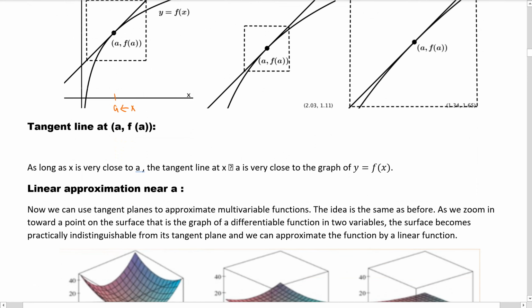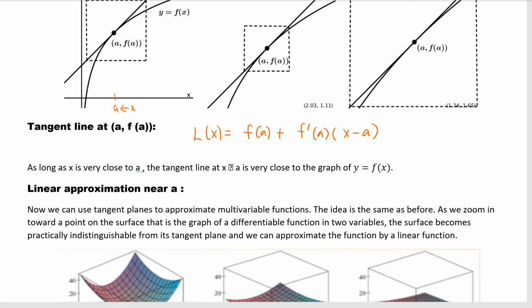All right. So let's see. Tangent line at a, f of a. So we know L of x equals f of a plus f prime of a times x minus a. This is the tangent line, right?